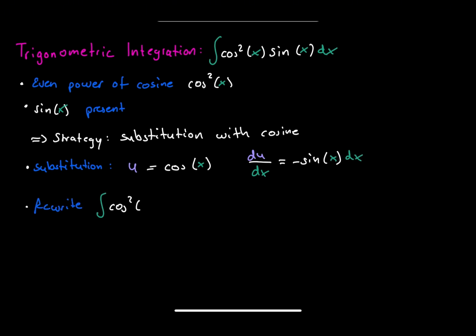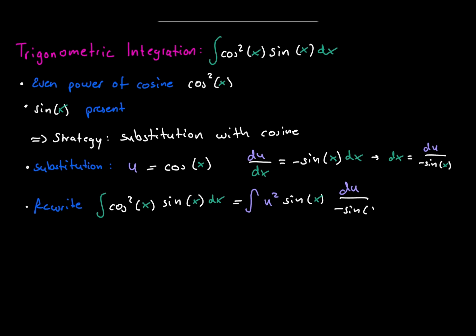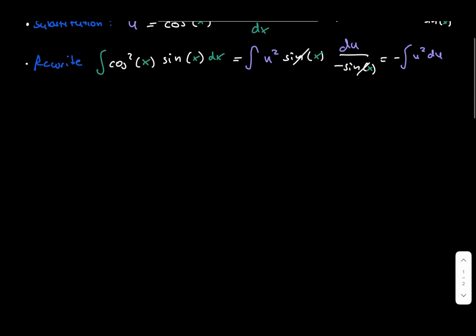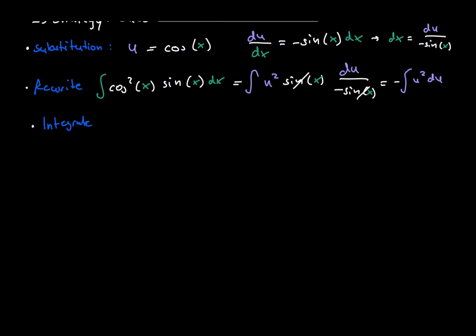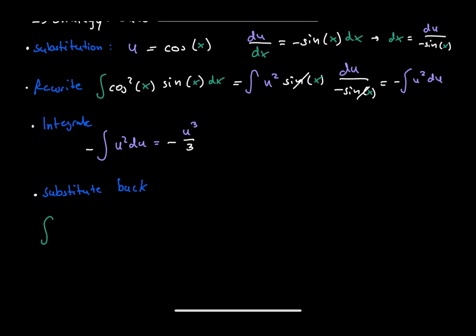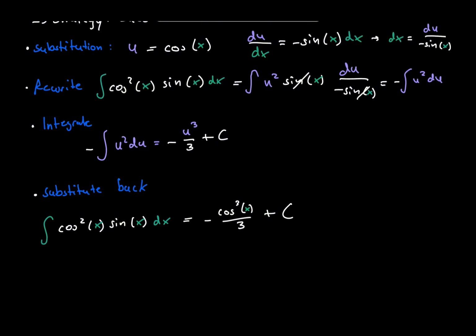Now rewrite the integral. So we get negative u squared du. Now integrate. We get negative u cubed divided by 3. Finally, substitute back. So the result is negative cosine cubed of x divided by 3 plus C.